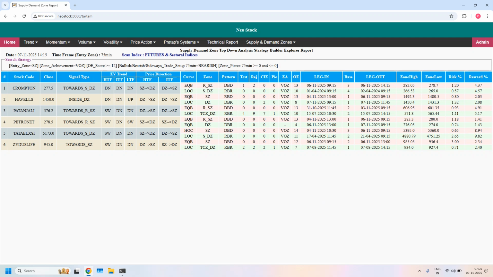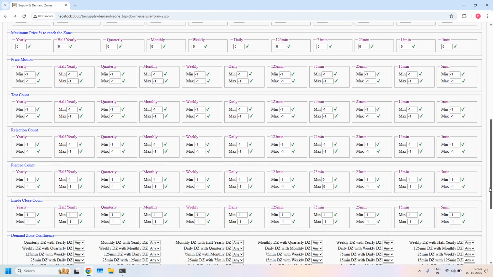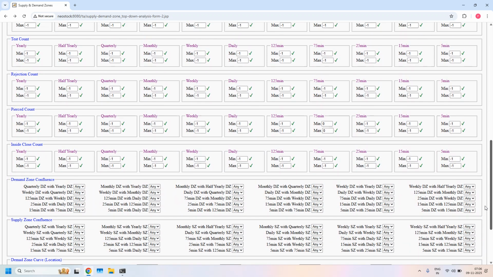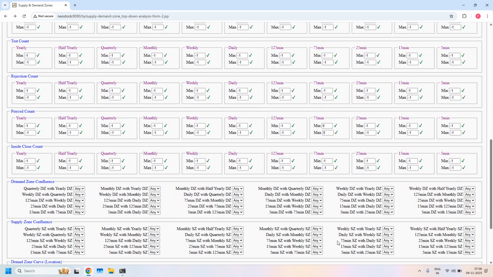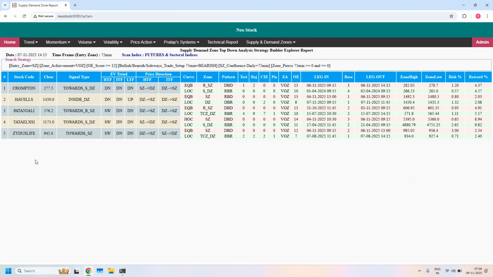Out of these 6 75 minute supply zones, we should apply high probability trade setup filters based on the 2 strategies that you learned in lesson 27. Okay, as per the first strategy, first step, LTF and ITF supply zone confluence, that is 75 minutes and daily supply zone confluence. By enabling the filter, we got 5 stocks.